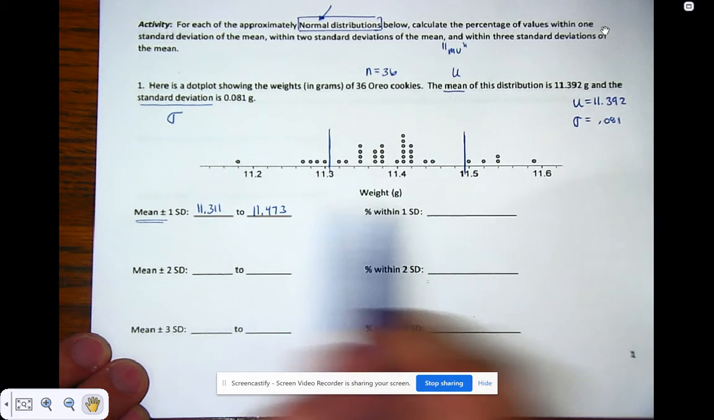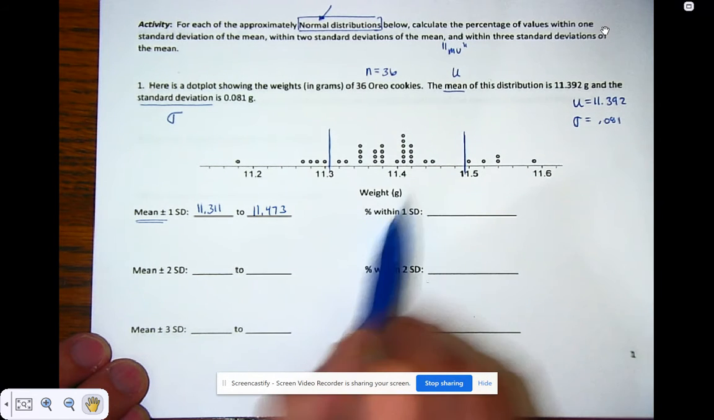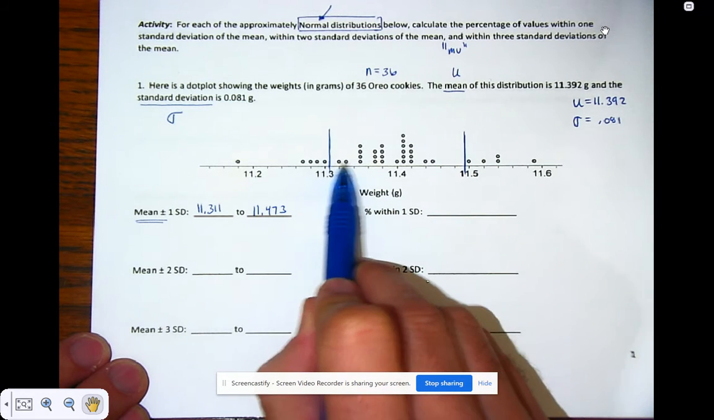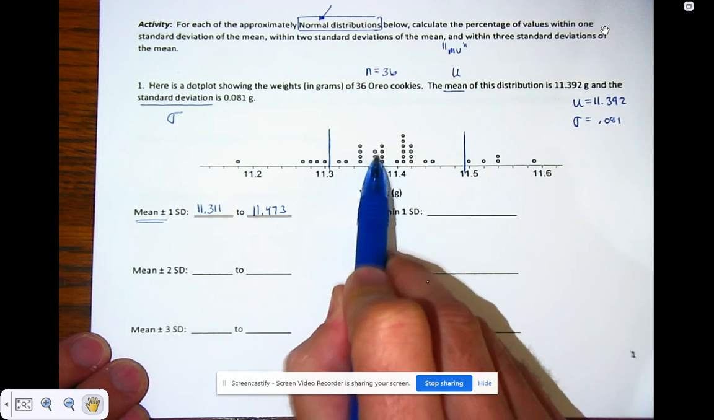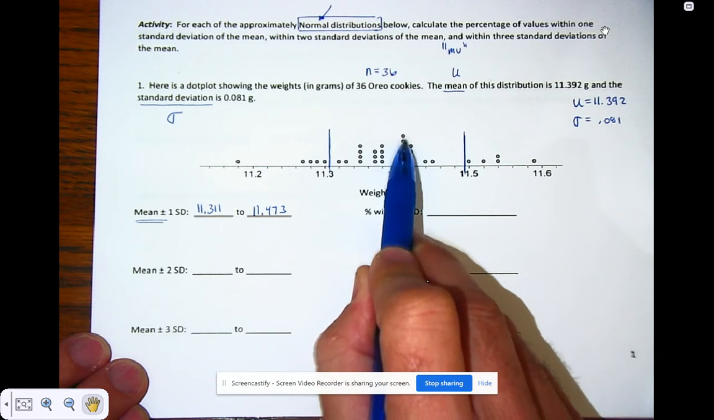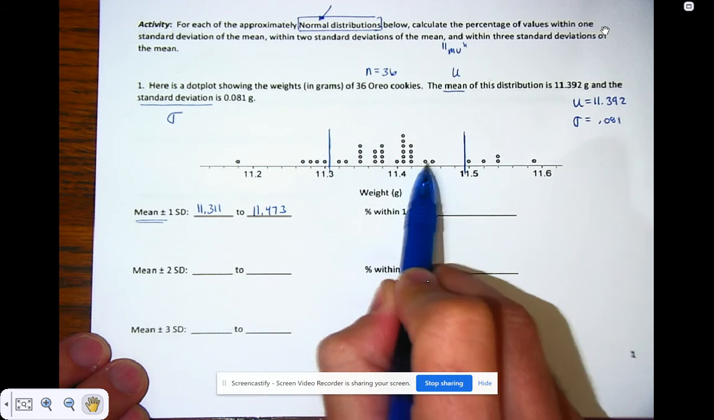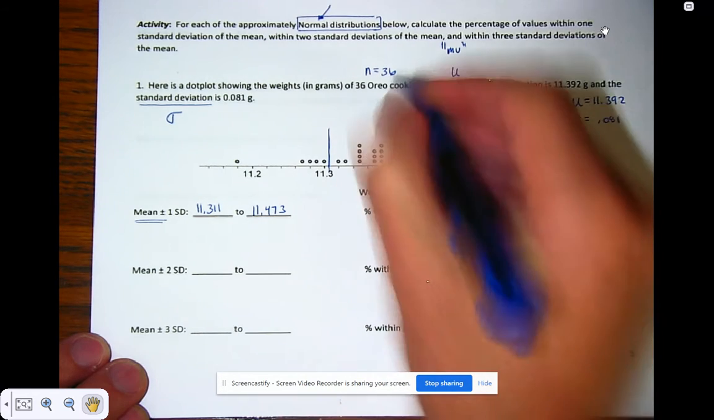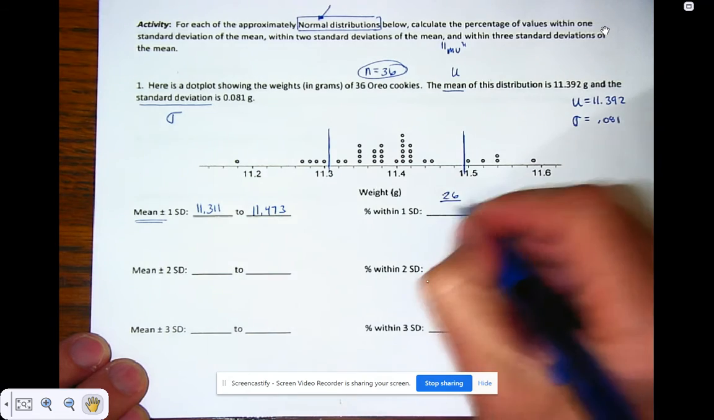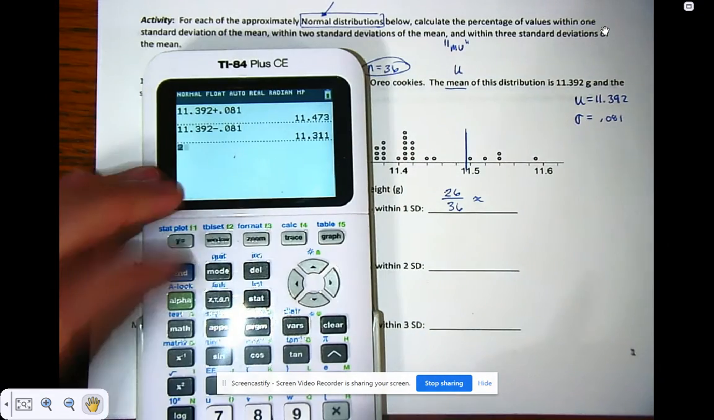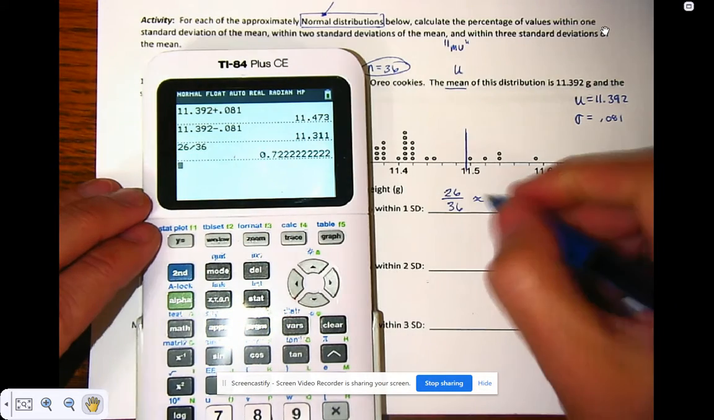Now they want to know, what's the percent of the data that is within those barriers? Well, let's count them. 1, 2, 3, 4, 5, 6, 7, 8, 9, 10, 11, 12, 13, 14, 15, 16, 17, 18, 19, 20, 24, 25, 26. So it seems like there are 26 data points out of, remember, 36, which is approximately 26 divided by 36, 72%.